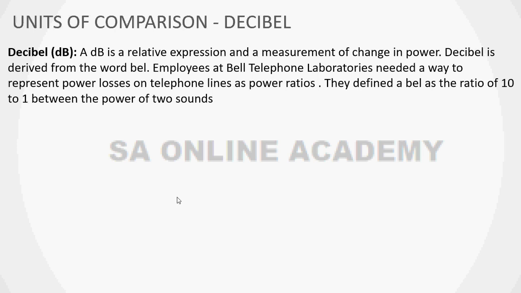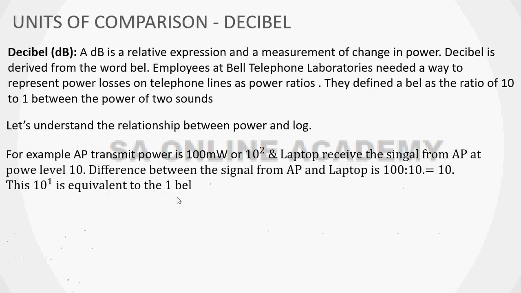So let's understand this relationship. For example, the AP transmits at a power of 100 milliwatt, or 10 raised to power 2, and the laptop receives the signal from the AP at a power level of 10. Then the ratio between the two is 10. This 10 raised to power 1 is equivalent to 1 bel. So a power ratio of 10 is equivalent to 1 bel.